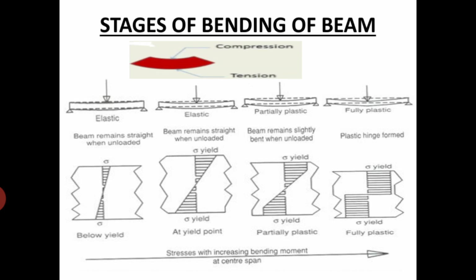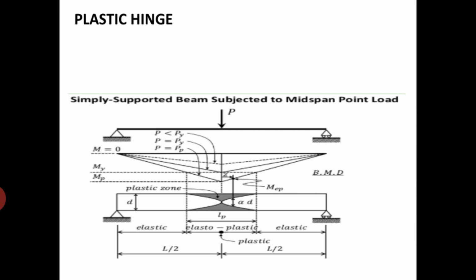So this is the stress with increasing bending moment at the center of span. Then what is a plastic hinge? This is very important. After studying the stage wise bending of a beam, what do you mean by plastic hinge? Again, we have taken a simply supported beam subjected to central loading, and you can clearly visualize here how it deforms stage wise. It is completely shown here which is the plastic zone, which is the elastic zone, the elastoplastic zone, and then the plastic zone.